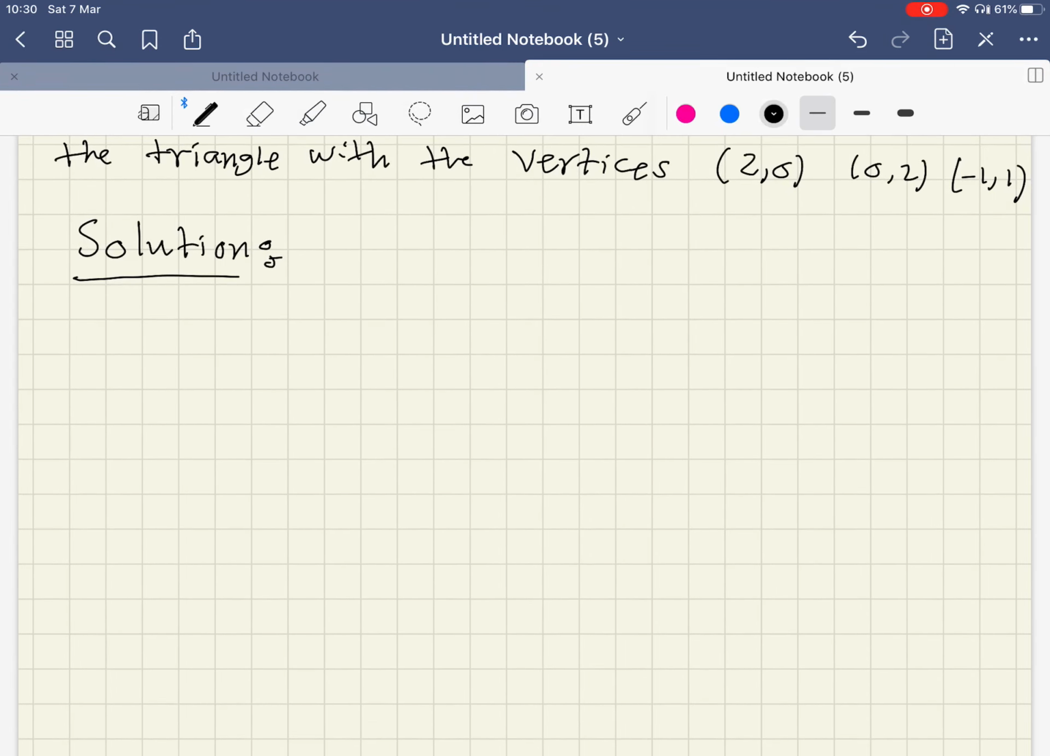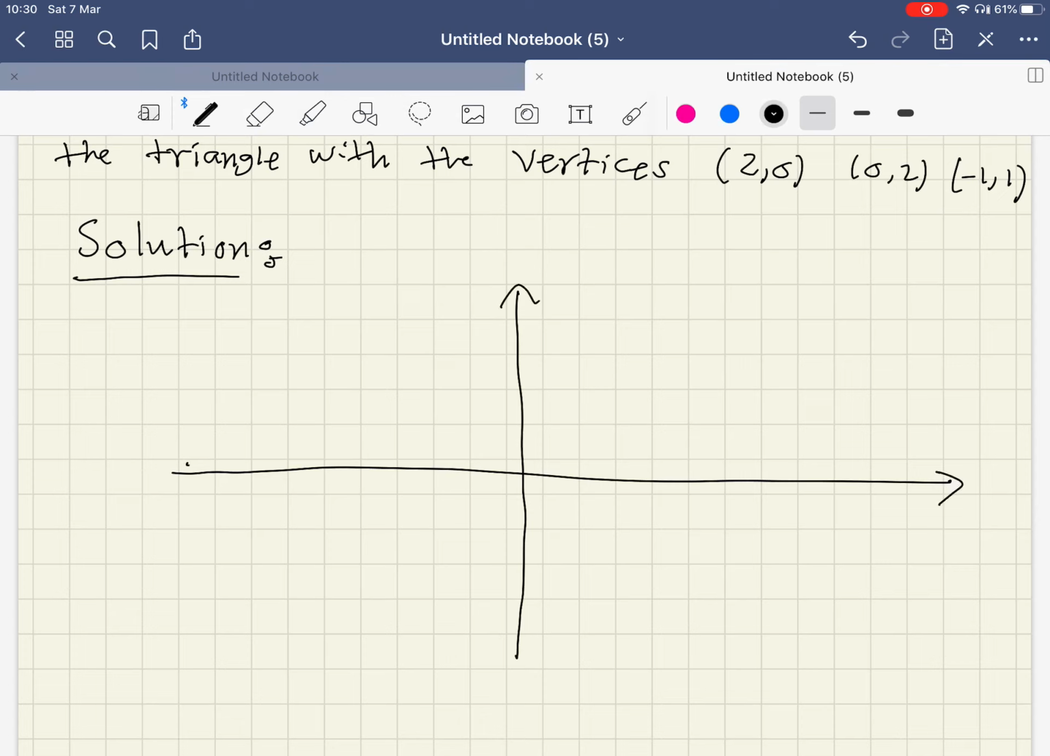Let me have a big sketch here. Again, this is just a sketch. So you have the triangle. The first point is 2, 0. It should be somewhere here. And then I have 0, 2. Let's say here. And then I have -1 and 1. So I believe it should be, let's assume it is here.